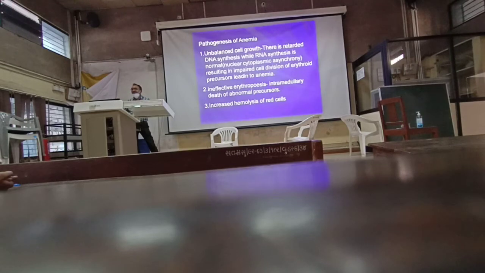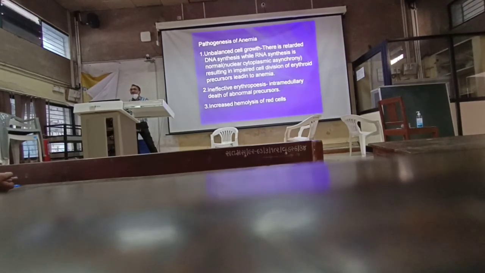Reticulocyte count and corrected reticulocyte count. Why? I have already told you. Because there is a signal, because low volume of red cell is there, so premature reticulocytes will enter into the system. Okay. So that is unbalanced cell growth.